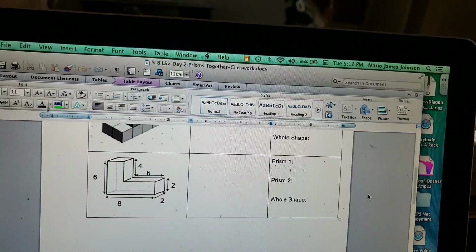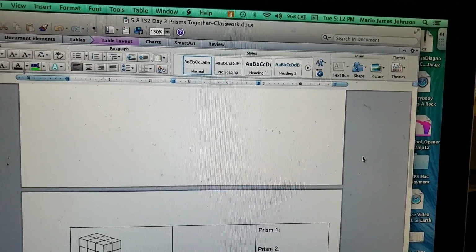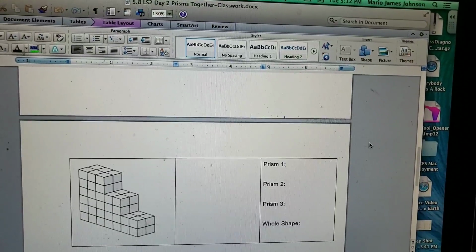Same here. What is the length, width, and the height? Okay, that's all I'm gonna give you for that. I might have given up too much already, but oh well.